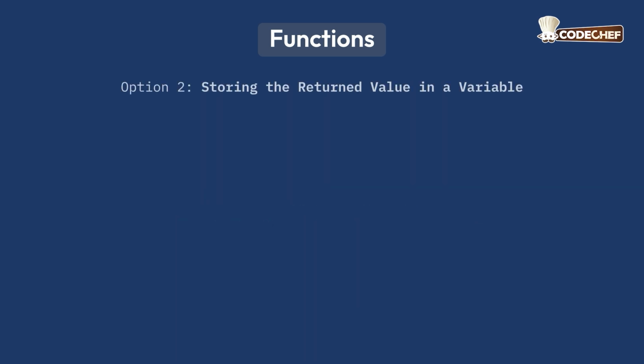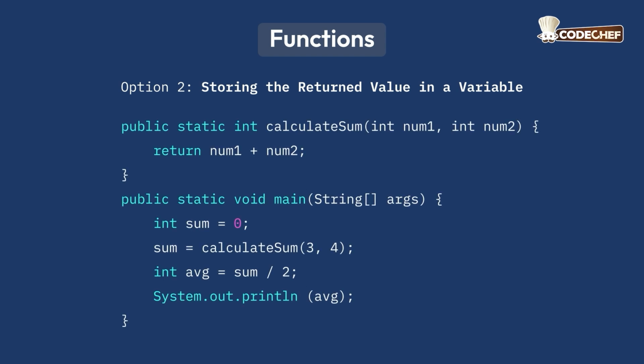The second option is to store the returned value in a variable. This allows us to use the value elsewhere in the program. Here the sum is stored in the variable sum. Once stored, it can be used multiple times in the program.